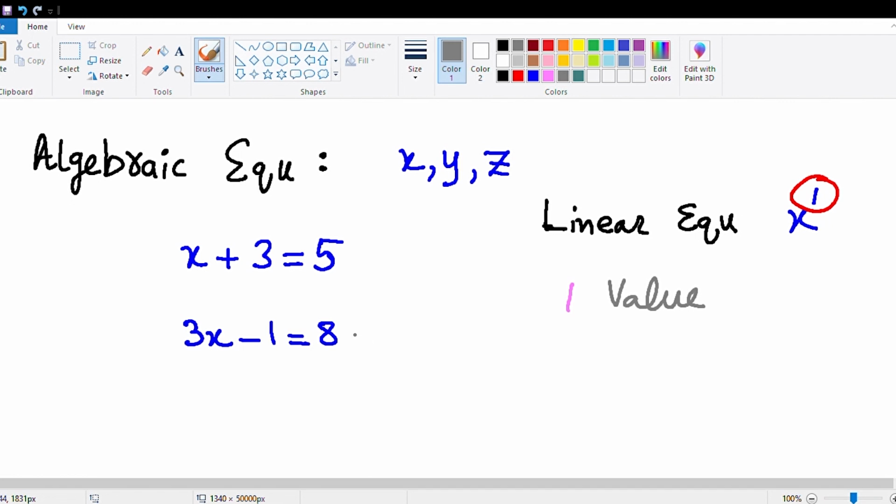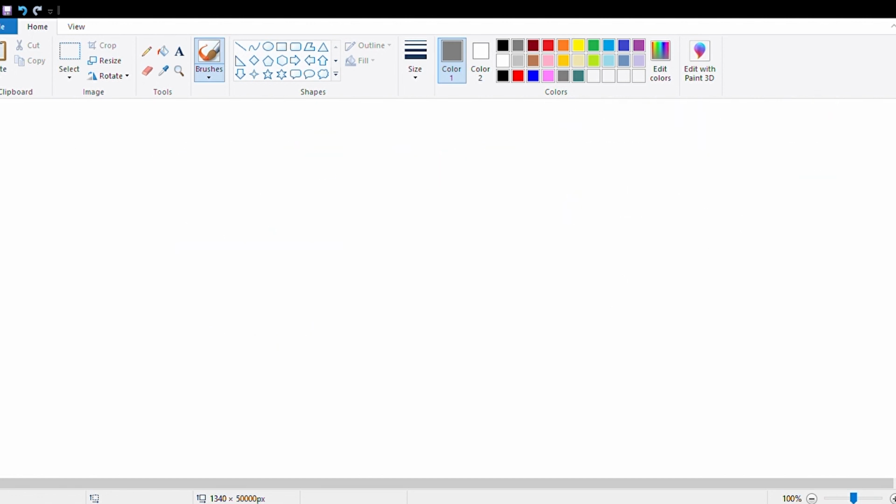So next time if you see or hear something like linear equations, that means in those equations you're supposed to get one value. Now, that's enough algebra for today, I guess.